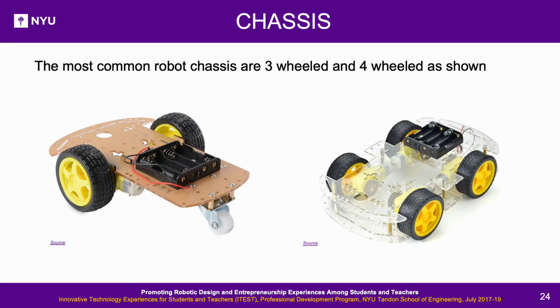Chassis. These are the most common hobby robot chassis that are available in the market. The one on the left is a 2-wheel drive, although it has 3 wheels, only 2 are powered by the motors, and the one on the right is a 4-wheel drive since all 4 wheels are powered by motors.